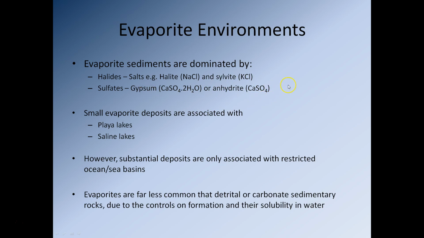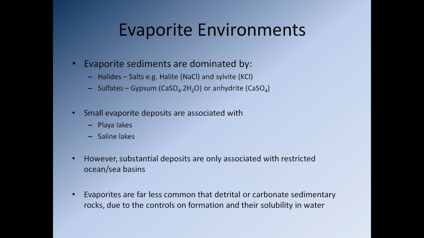So typically in environments that are very, very hot, you will preferentially form anhydrite over gypsum. However, if the evaporite is forming in an environment that's a bit wetter, you will tend to form gypsum over anhydrite.